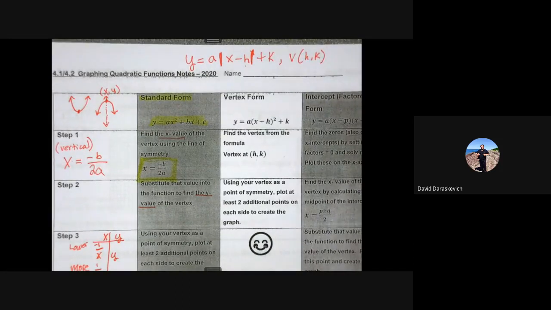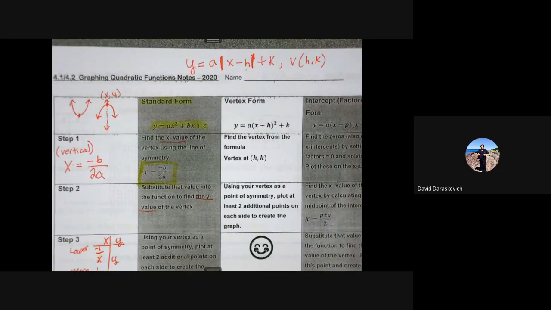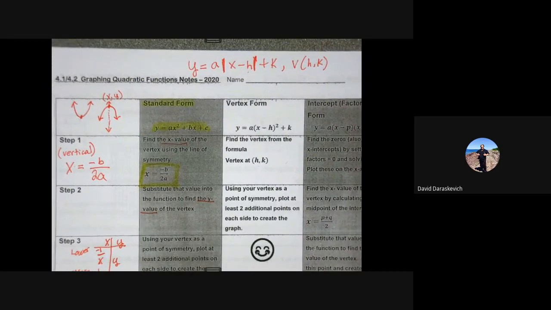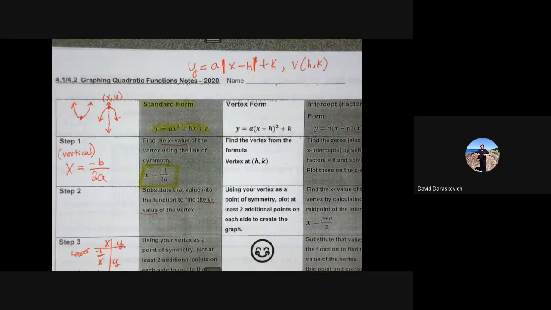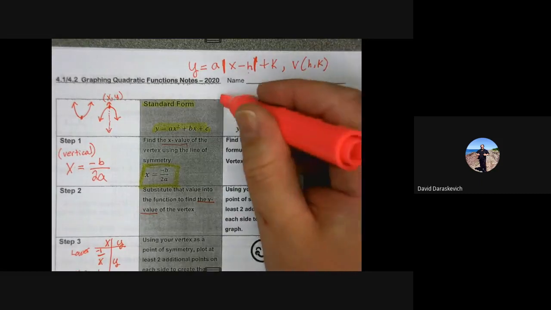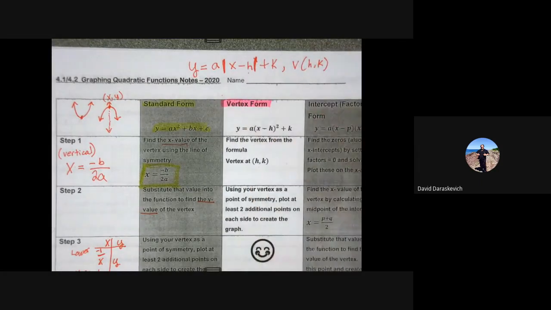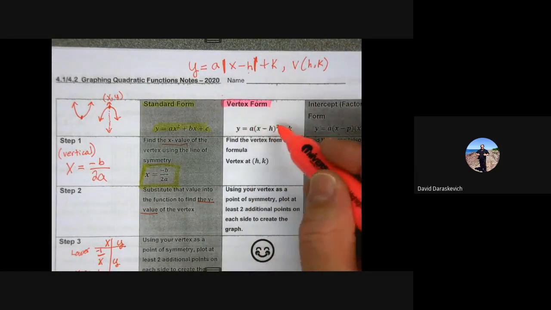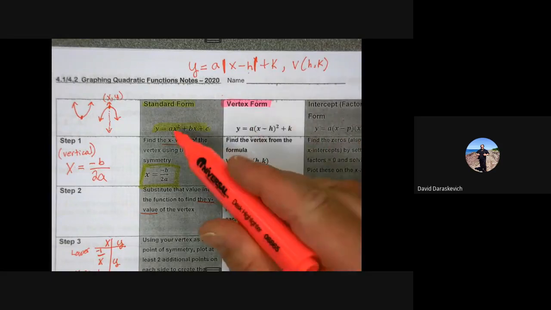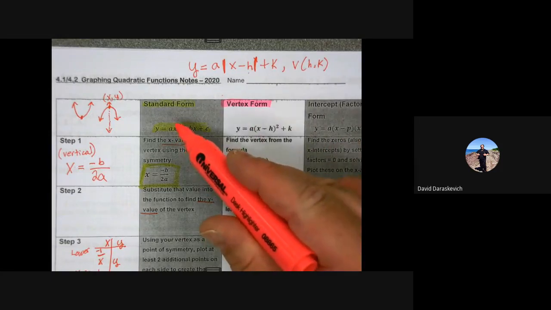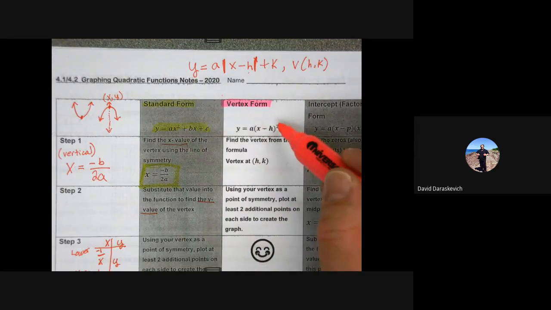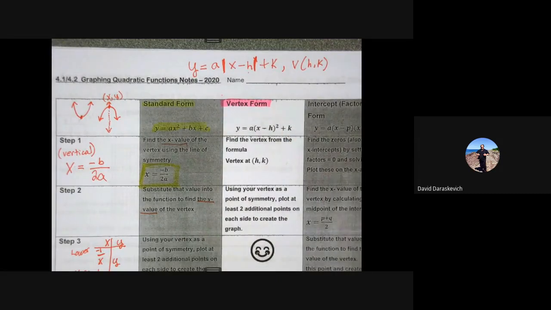So when we do it for quadratics, instead of having absolute value bars, we have parentheses. But remember, we got to have that squared, so we also add the squared parenthesis, x minus h squared plus k. And the first step is to find the vertex.